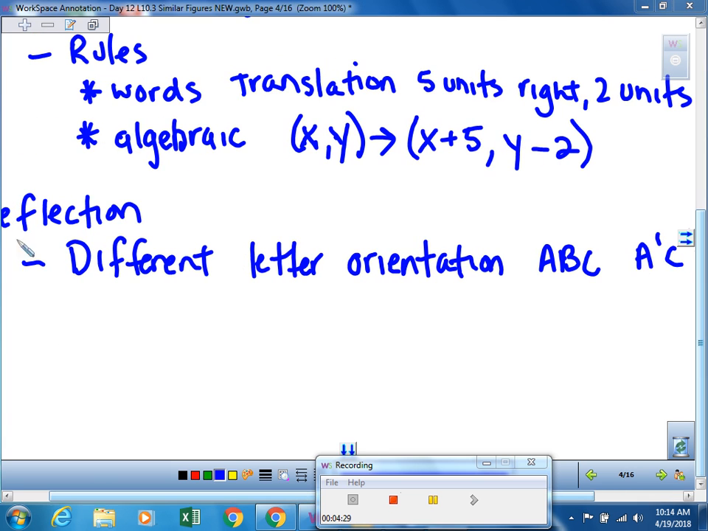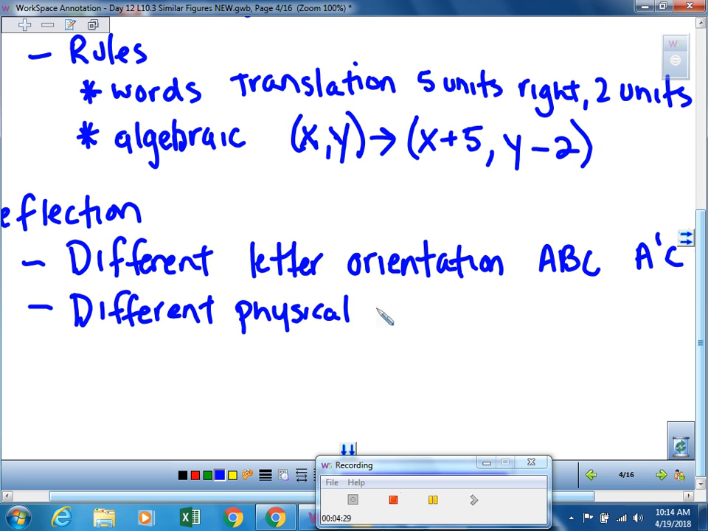Okay, the physical is different. Different physical orientation. And it's different because it's split. It's a mirror image, right? It's just a mirror image. It's flipped over. Are you writing this down? Everyone should be writing this down.